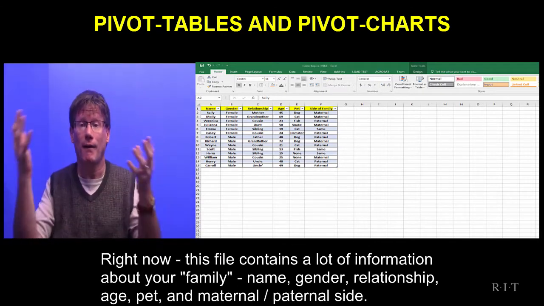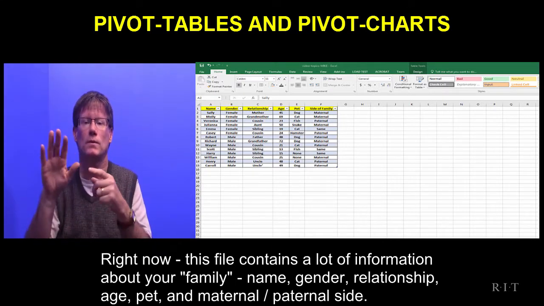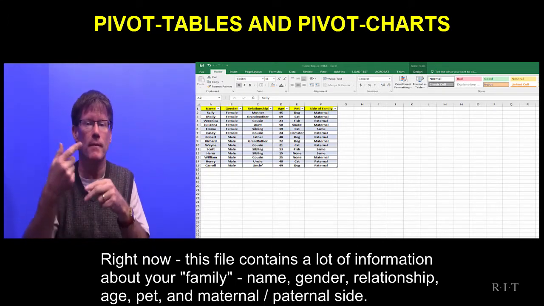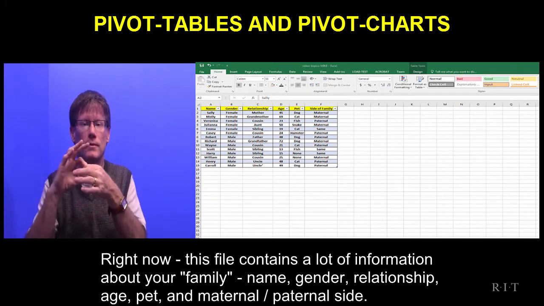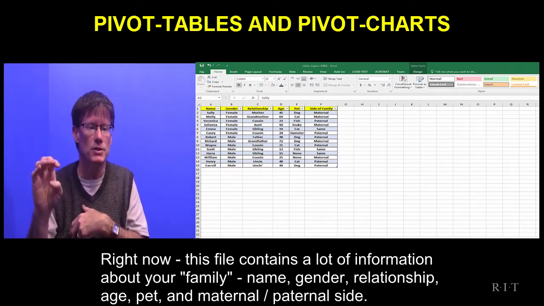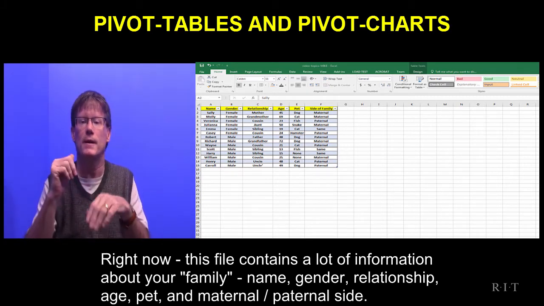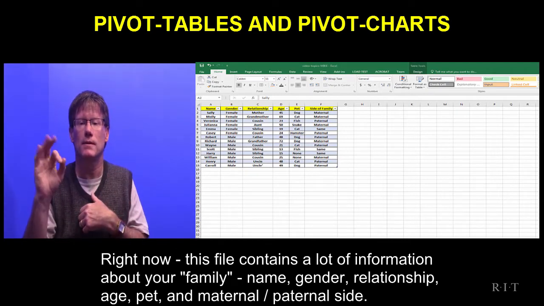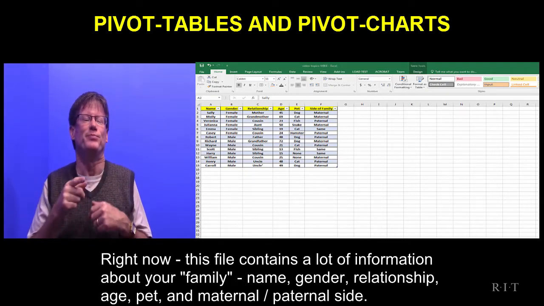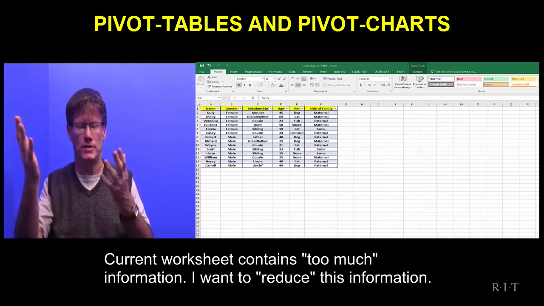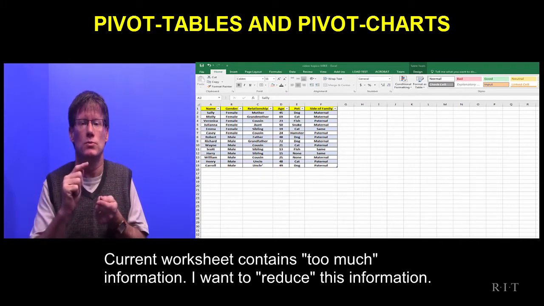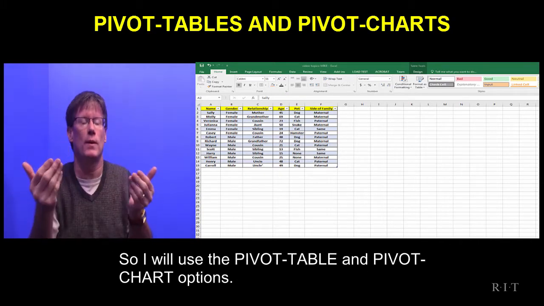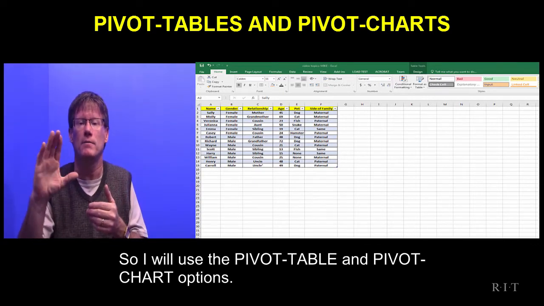Right now, this file contains a lot of information about your family: your name, your gender, your relationship, age, pet, maternal, paternal side. The current worksheet contains too much information, so I want to reduce the information. So I will use the pivot table and the pivot chart options.